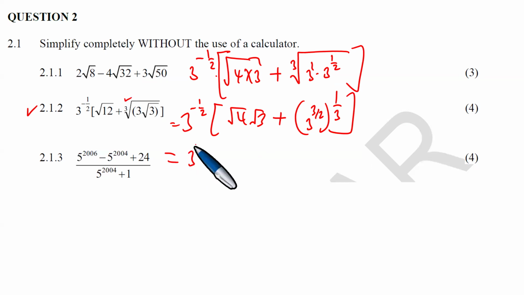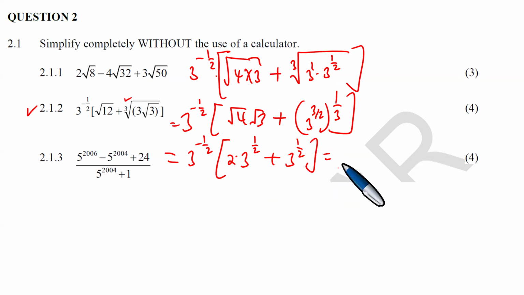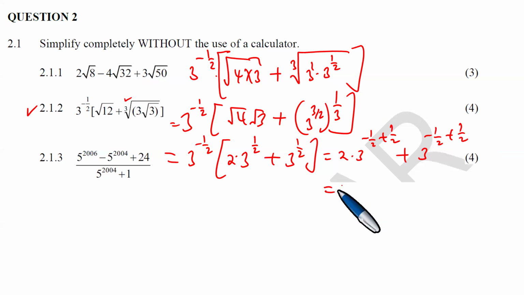Now this one is 3 to the minus 1/2. Square root of 4 gives us a 2. The 3 to the 3/2 over 3 to the 1/2, 3 cancels 3, giving us 3 to the 1/2. Now you are multiplied by 3 to the minus 1/2, which is 2 times 3 to the minus 1/2 plus 1/2. Minus 1/2 plus 1/2 is 0, so 2 times 3 to the 0.